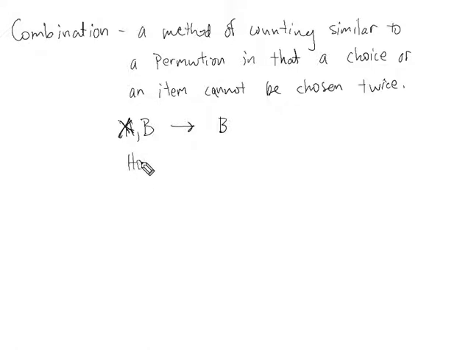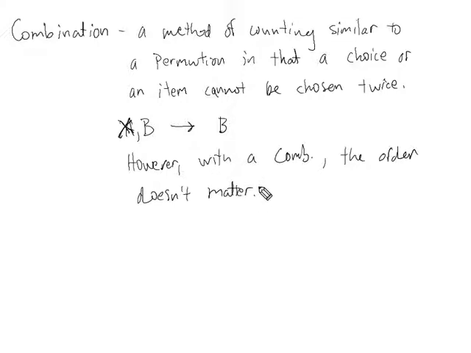However, with a combination, the order doesn't matter. So it's similar to what you already know, but it is a different method of counting. Okay, the order doesn't matter. So we distinguish it with a different letter, letter C.